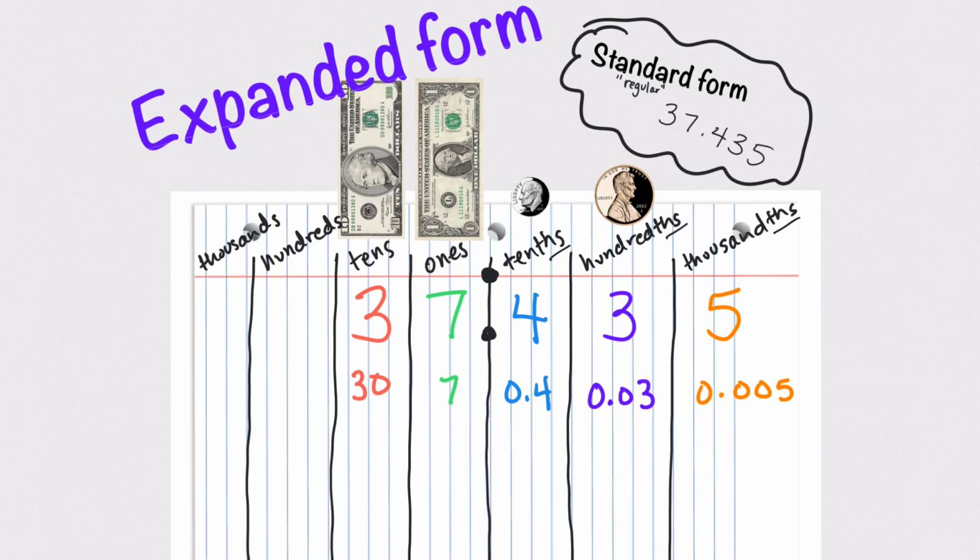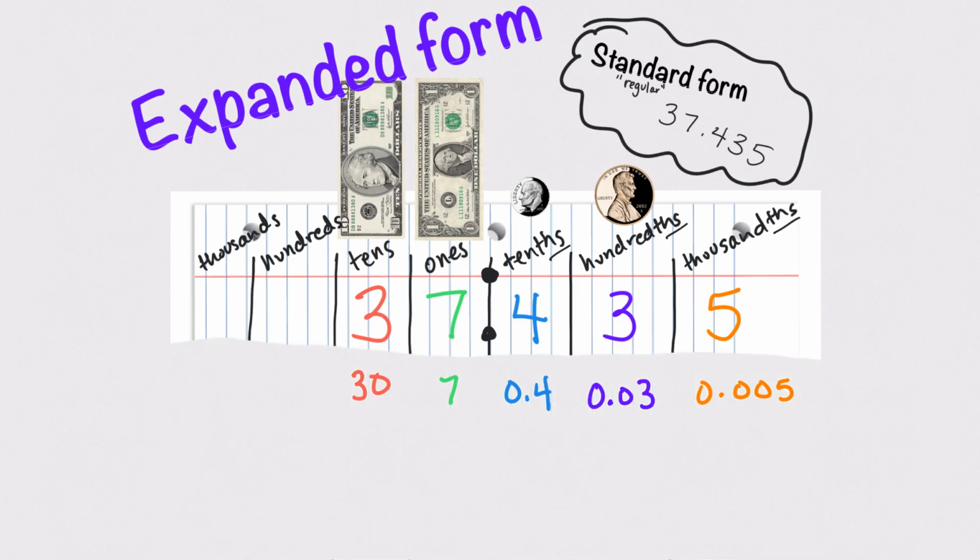Now here, I'm going to get rid of the bottom of my place value chart so that when I show you what expanded form is, it'll be a little bit more clear. So individually, each one of these numbers is simply the value of the digit above it. This 30 represents the 3 tens. This 7 represents the 7 ones. This 4 tenths represents the 4 tenths. 3 hundredths, that's my 3 hundredths. And my 5 thousandths is my 5 thousandths. So each number just represents the number above it, the actual value of the digit.